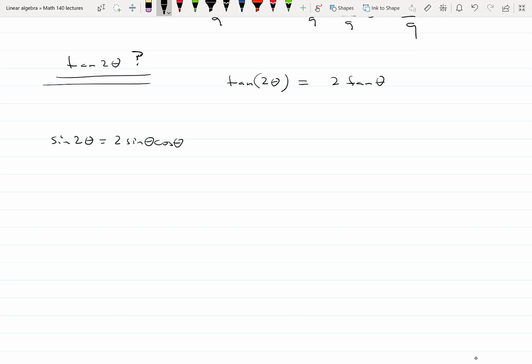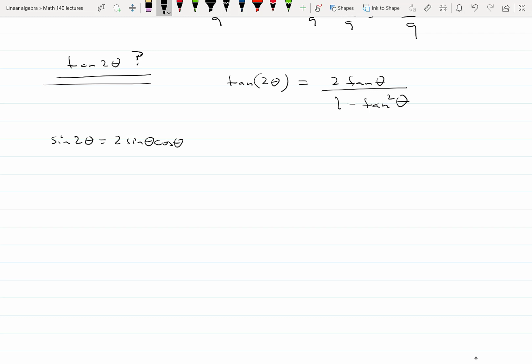Tangent of 2 theta, you can sort of make a mistake and factor out the 2. It never works to have that without some sort of adjustment. And then divide by 1 minus tangent squared theta. And that's the formula for the tangent of 2 theta. Okay, a really nifty formula.